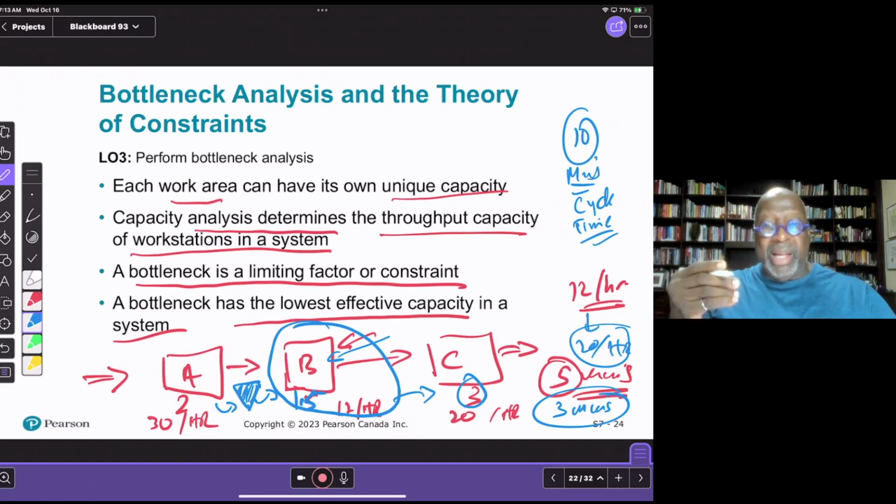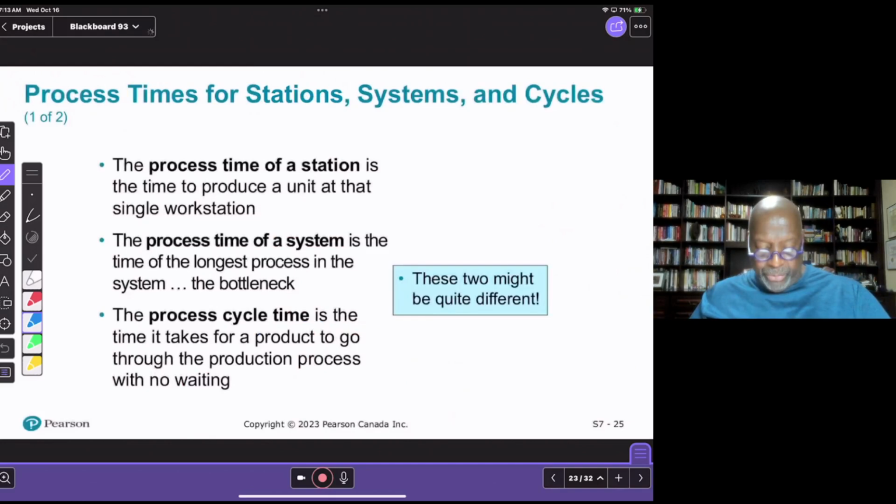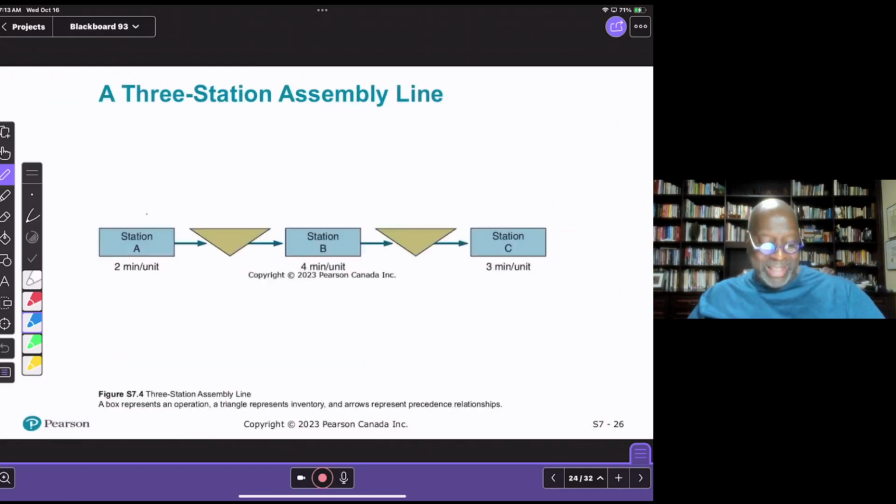It doesn't mean that the part that just came out only took 5 minutes. No, it's coming out every 5 minutes, but it actually spent 10 minutes in the system, which is the throughput time or the processing cycle time. So let's look at some examples here.